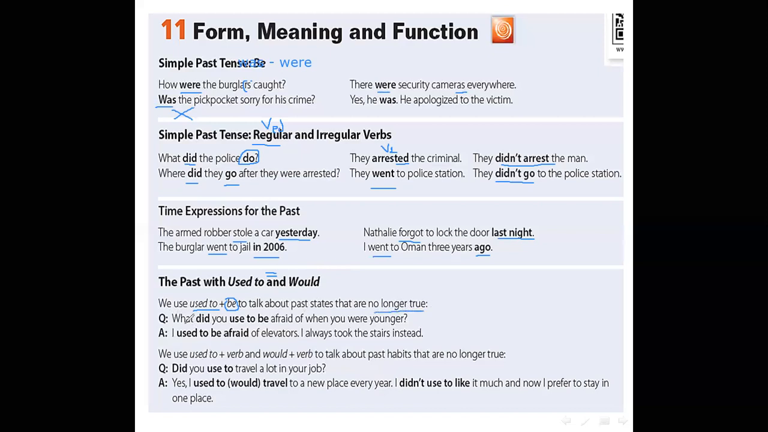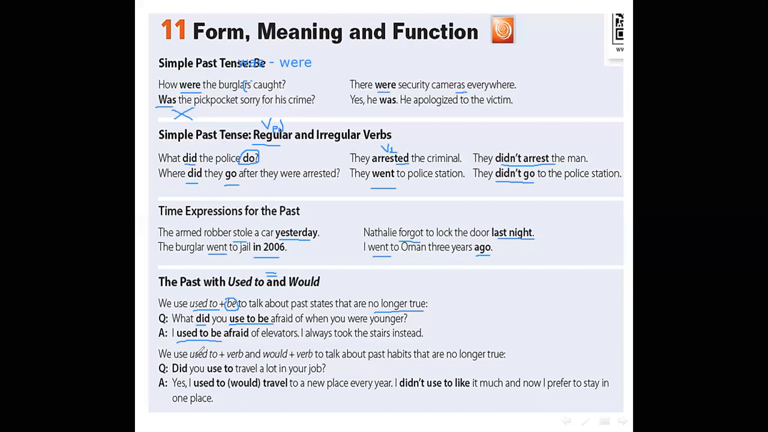For example, what did you use to be afraid of when you were younger? Here, this is a question for used to. We use did plus use to be, okay? What about the answer? It should be in the past simple tense. I used to be afraid of elevators. I always took the stairs instead.